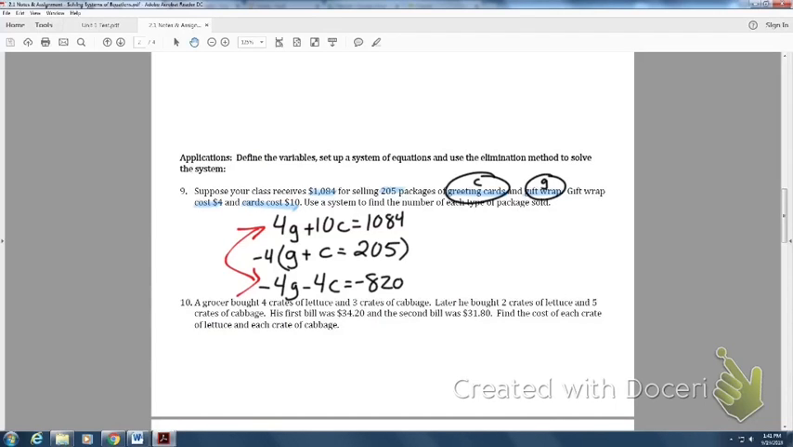So the G's cancel. 10C minus 4C is 6C. 1084 minus 820 is 264. So I'd have 44 gift cards.